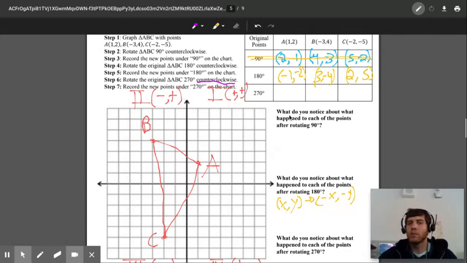The first thing you got to do is switch your coordinates. Again, don't worry about the signs, just switch the numbers. So we're going to switch 1, 2. Again, don't worry about the 180 right now. We're going to look at the original. So it's 1, 2. We're going to switch it to 2, 1.